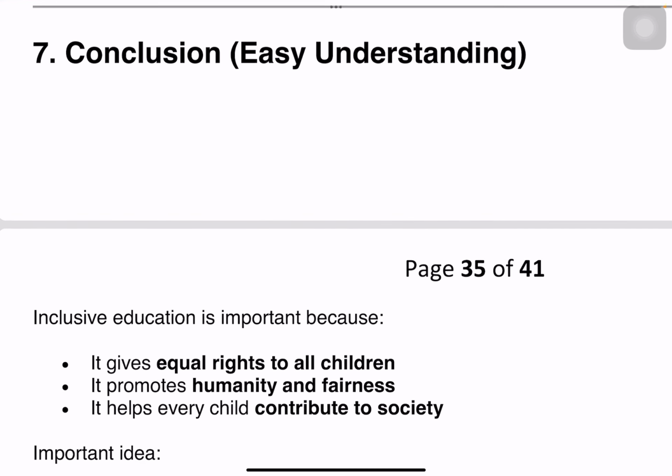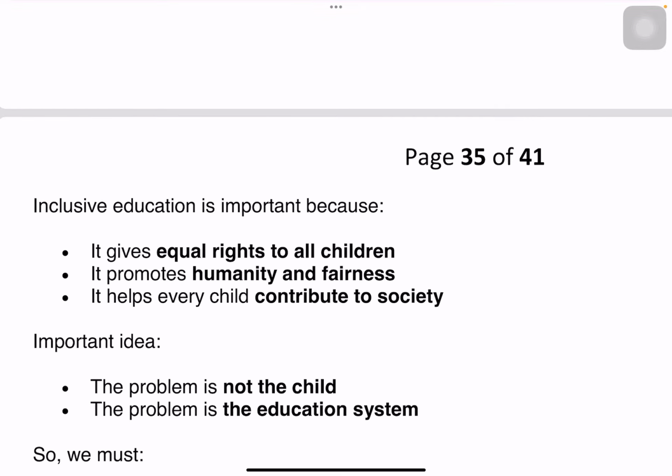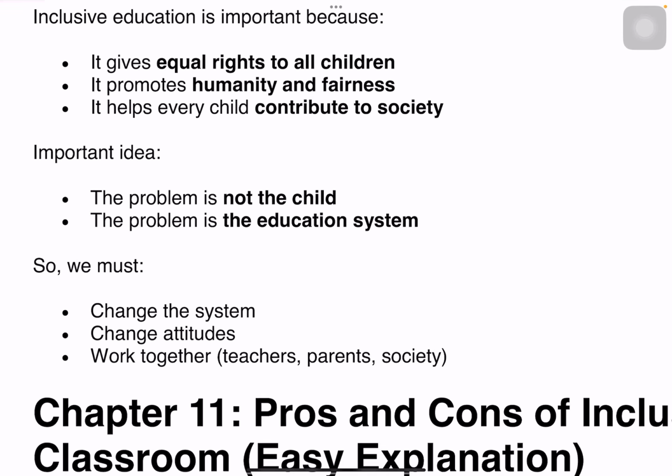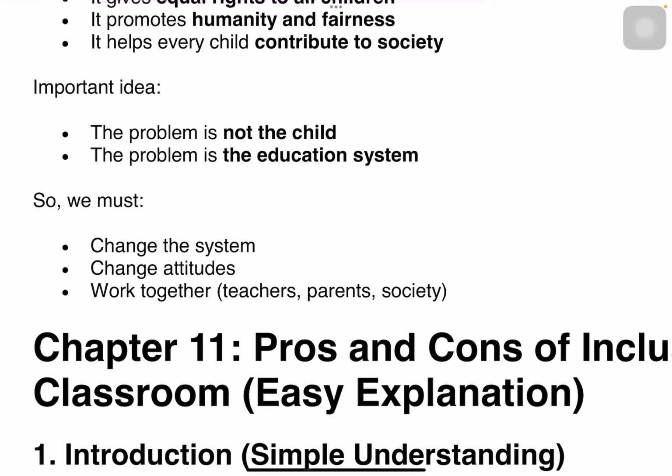Conclusion: inclusive education is important because it gives equal rights to all children. It promotes humanity and fairness. It helps every child contribute to society. Important idea: the problem is not the child, the problem is the education system. So we must change the system, change attitude, work together: teacher, parents, society.